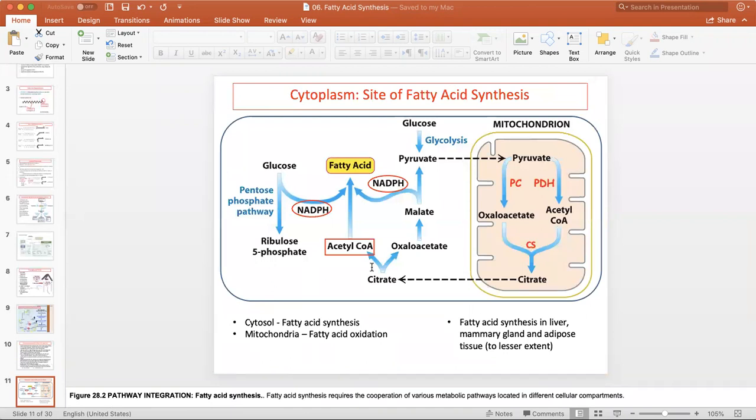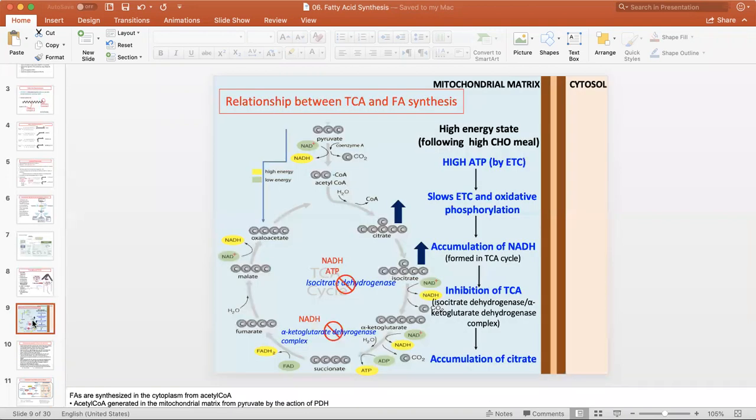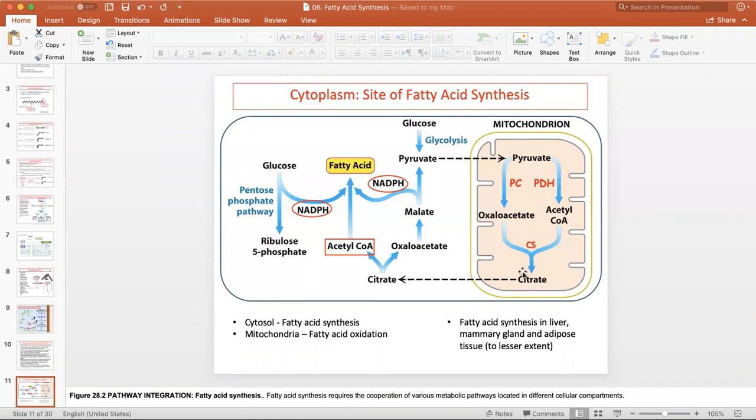Okay, so we stop here. If I can just go back to this slide. So we stop here. So the citrate. What we are doing with the citrate is shifting it out into the cytoplasm from the mitochondria. So this is your citrate. We are pushing it out inside your cytoplasm.